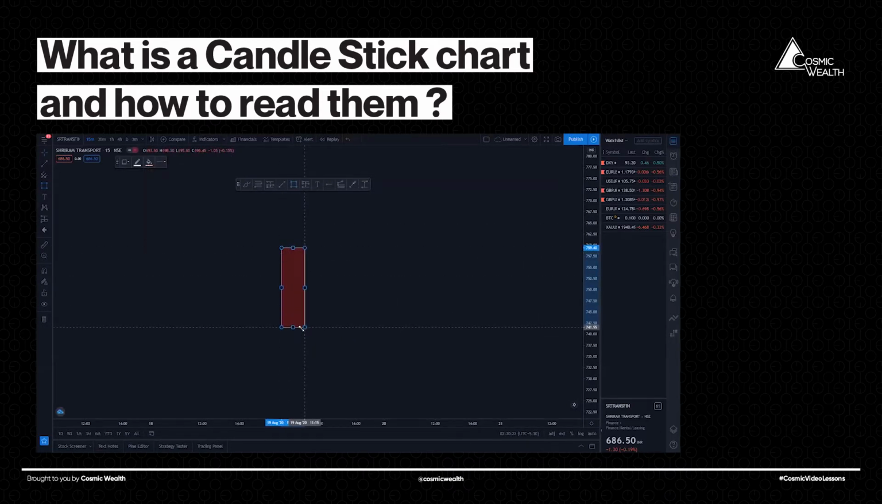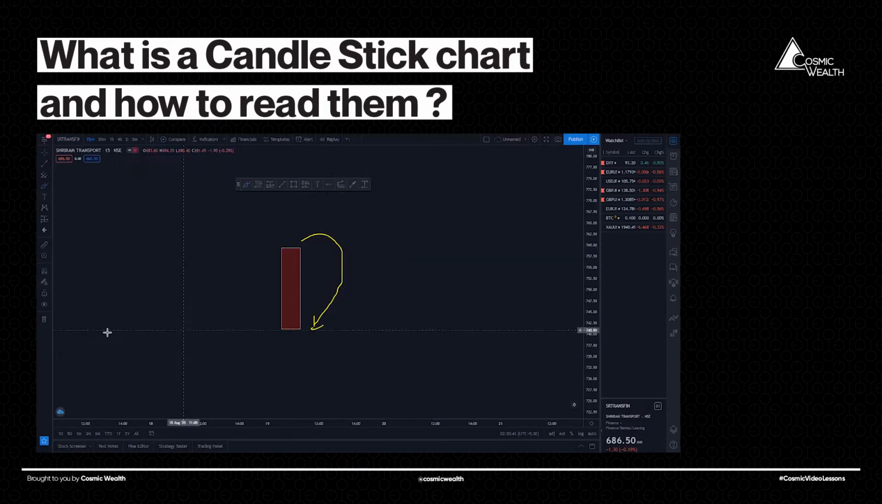Imagine you see a candle like this. What can you understand? It opened here at this particular point. Sellers pushed it all the way down till here. So it opened here, sellers pushed it down till here. Who's dominating here? Sellers. So if you see a candle like this, understand it's complete seller domination.